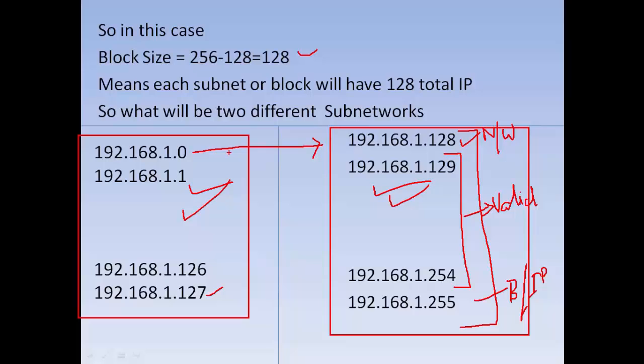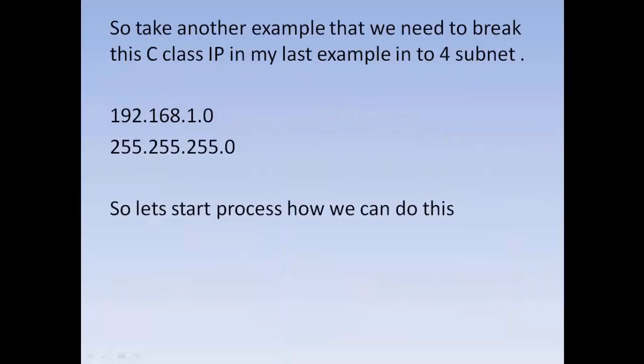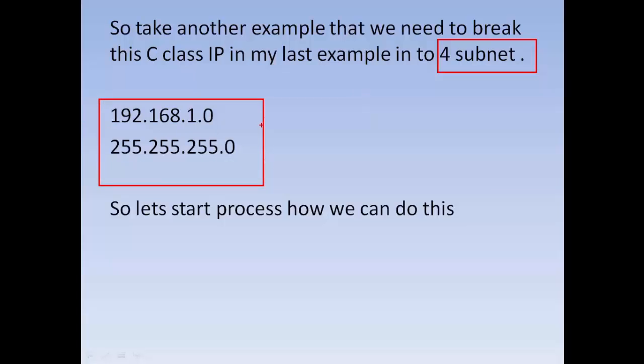Okay, so hope you understand C class subnetting. Let's see one more example to make it clearer. Suppose I require 4 subnets. In my company there are 4 departments and I want to reduce the broadcast size accordingly. It means I want to break a big network into 4 subnets. Same IP series I am going to use here. Now how can I break it into the 4 subnets? Let's start the process.